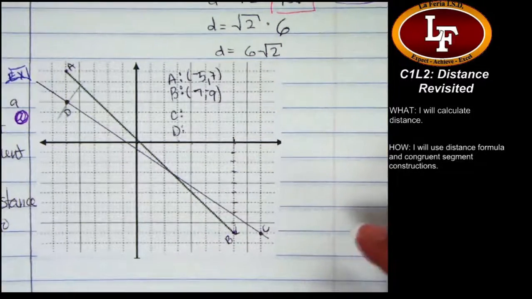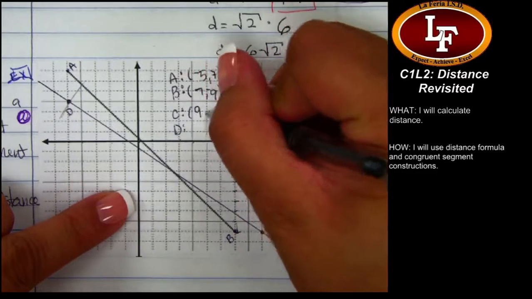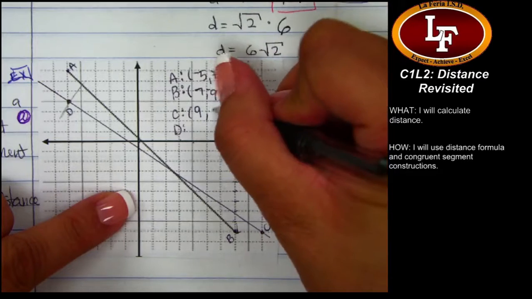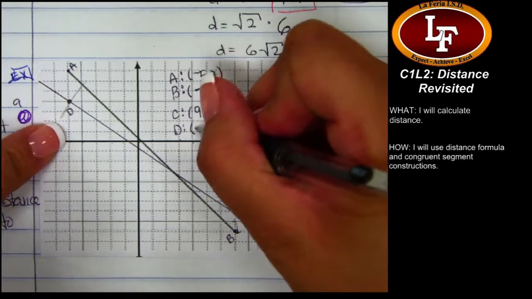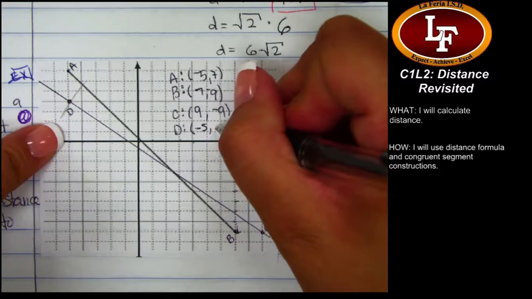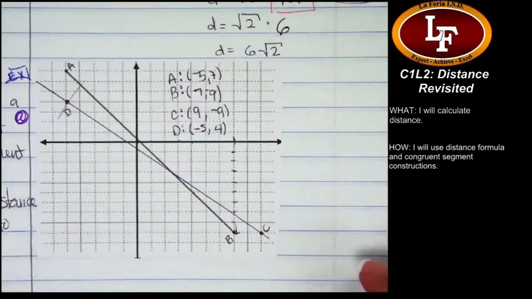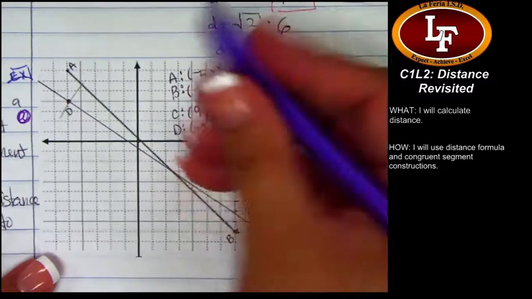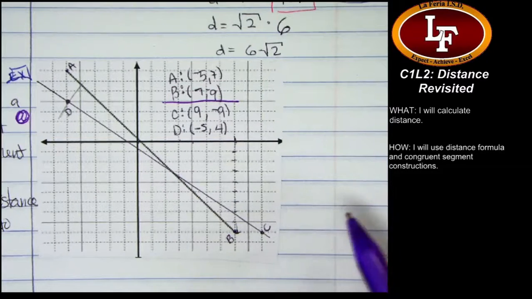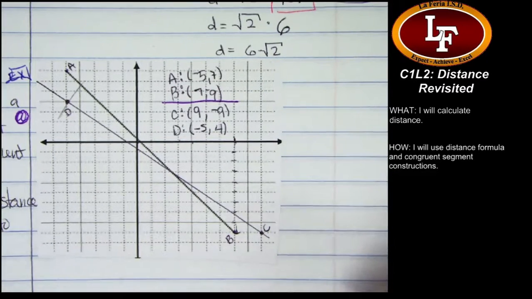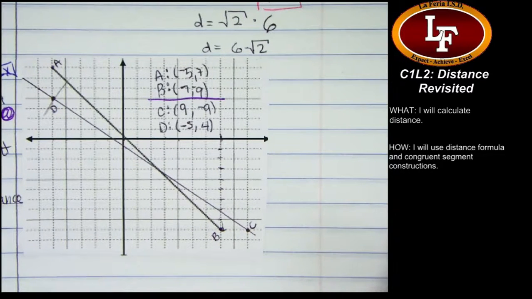Okay, going to do the same thing for C. C is going to be 9 in the positive and 9 in the negative, and D ends up being 5 in the negative and 4 in the positive. All right, so there are our endpoints, and so we need to calculate the distance of each line. Pause the video now so you can work on those, and as soon as you come back, we shall work on it together.